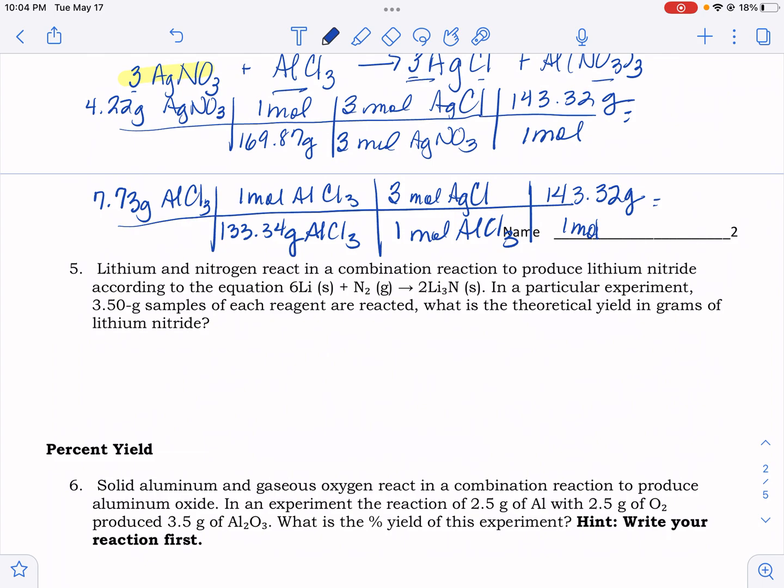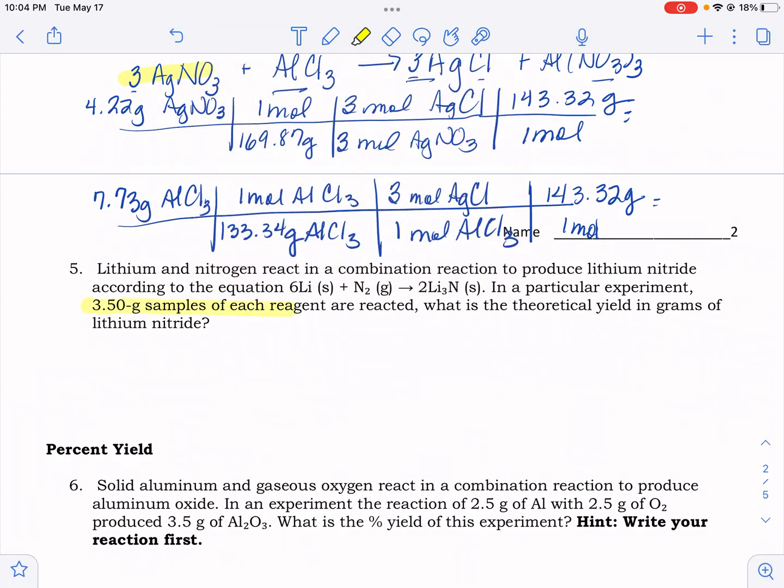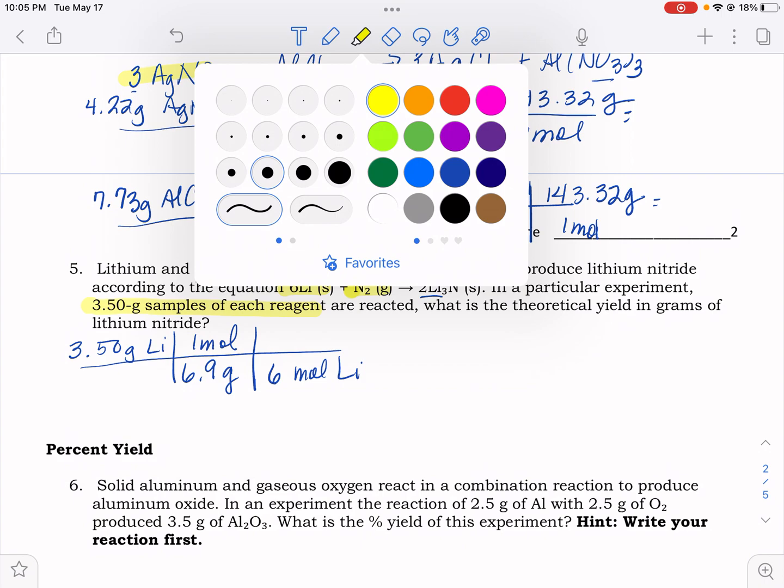Well, question 5, we're given the reaction this time. It tells us that we have 3.5 grams of each reagent. So that means we have 3.5 grams of lithium and 3.5 grams of nitrogen. We'll start with the lithium. 3.50 grams of lithium. The molar mass of lithium is 6.9 grams in 1 mole. The ratio is 6 moles of lithium, and we're solving, I guess I should have looked to see what we were solving for.